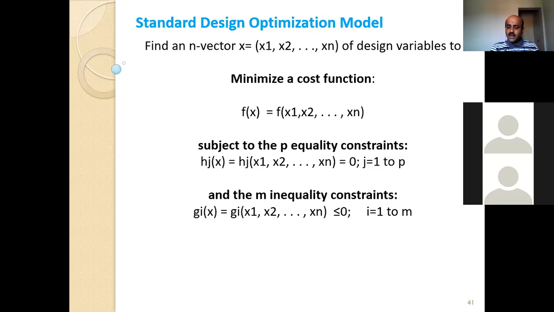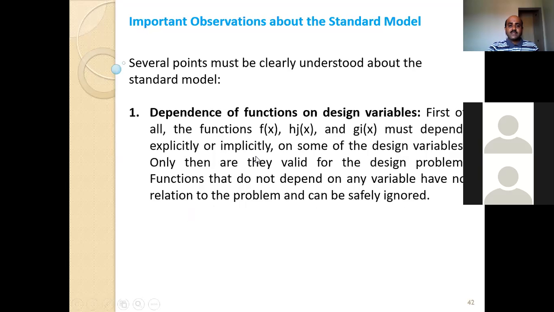So this is a standard design optimization model for us. Now let us discuss certain important observations regarding the optimization model. Several points must be clearly understood about the standard model. We will discuss them one by one. First one is dependence of functions on design variables.